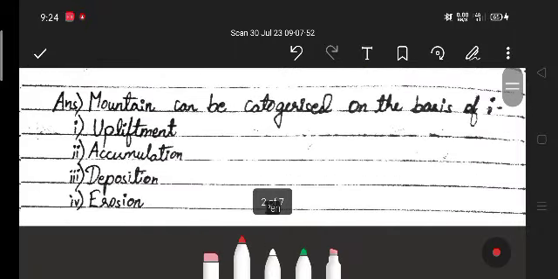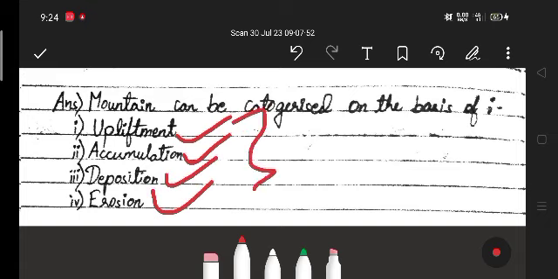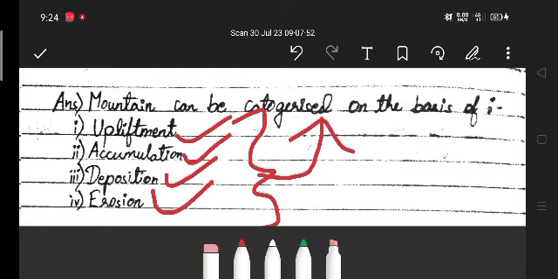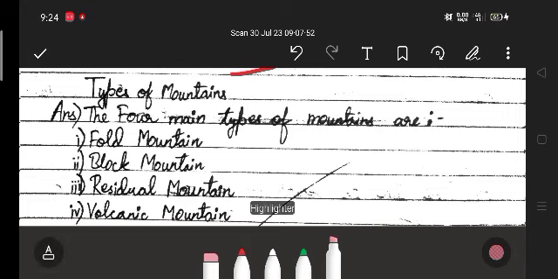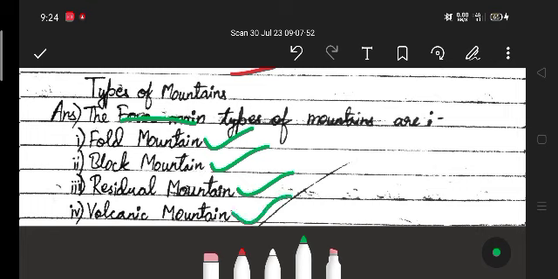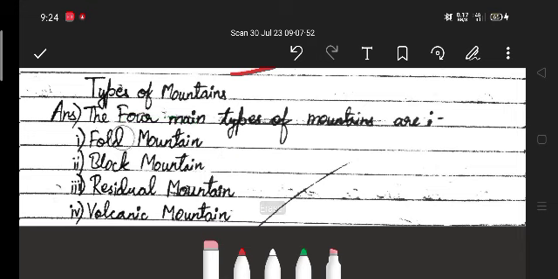Now, on what basis can mountains be categorized? Mountains can be categorized on the basis of their upliftment, accumulation, deposition of sediments and erosion. By these properties we can categorize a mountain. Now, how many types of mountains are there? There are 4 main types of mountain: fold mountain, block mountain, residual mountain and volcanic mountain. We are going to study the types of mountain in detail now.